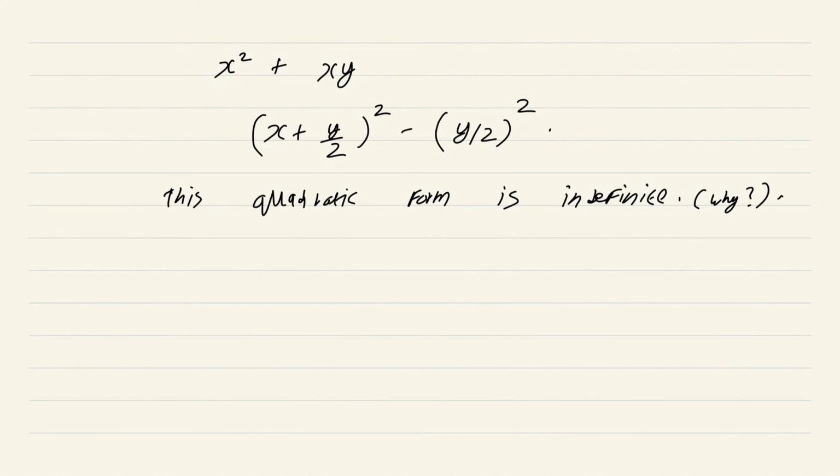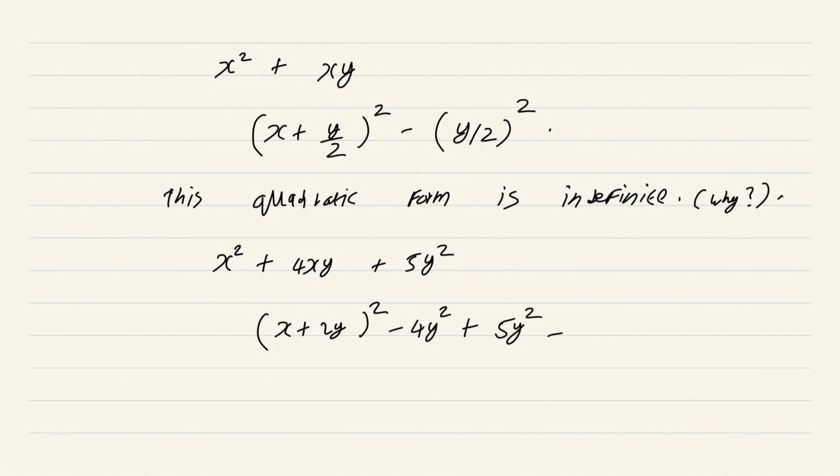Another example, look at the quadratic form x squared plus 4xy plus 5y squared. This is even easier. You just complete the squares. You will get x plus 2y the whole squared minus 4y squared plus 5y squared, which is x plus 2y the whole squared plus y squared, and this is positive definite. That's obvious because it's a sum of two squares. No negative sign is occurring. So irrespective of what x and y are, if they are not 0, this quadratic form is definitely going to be a positive quantity.